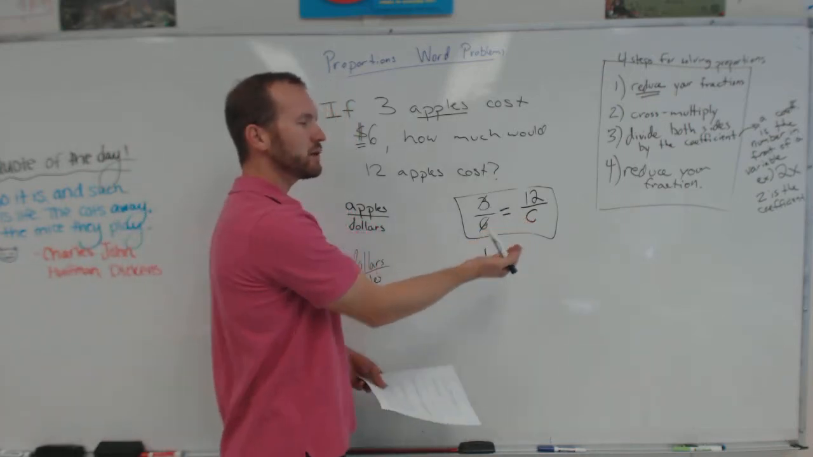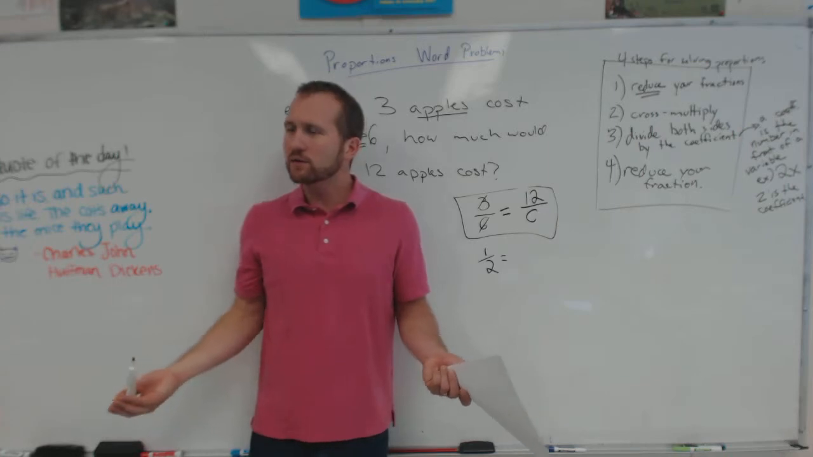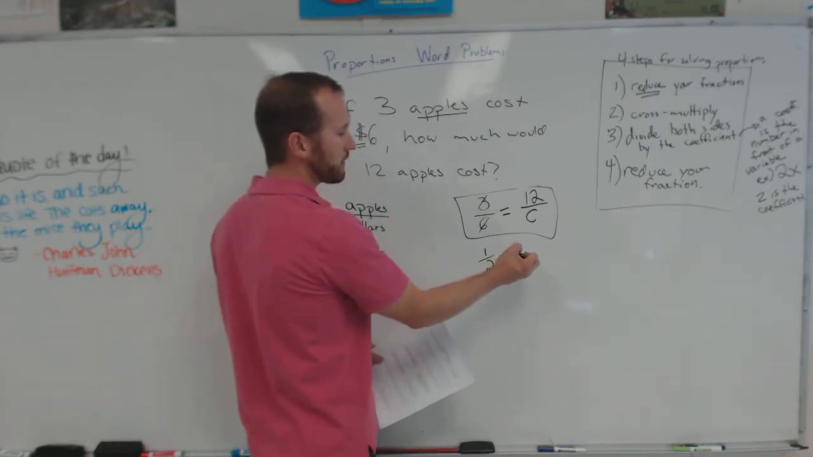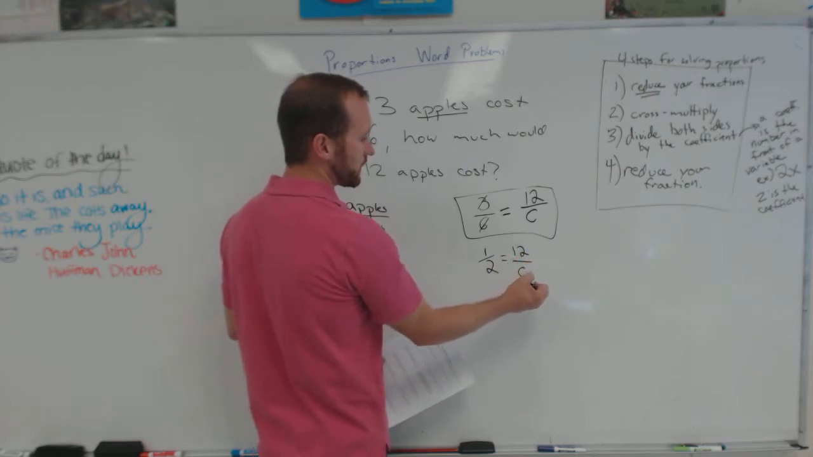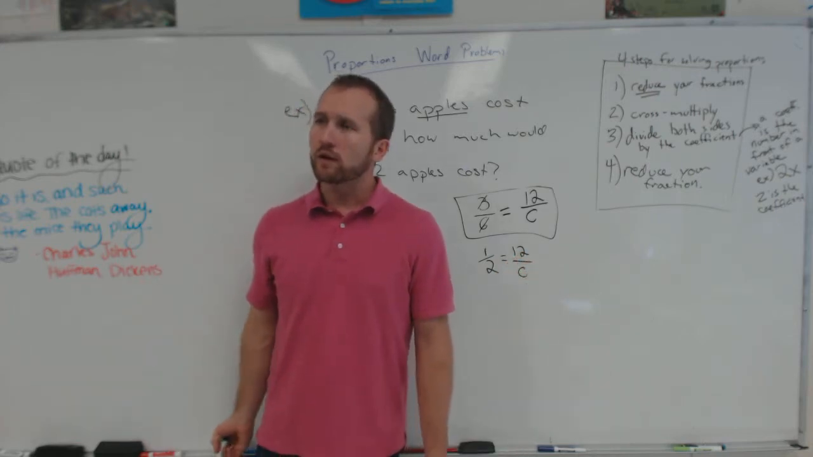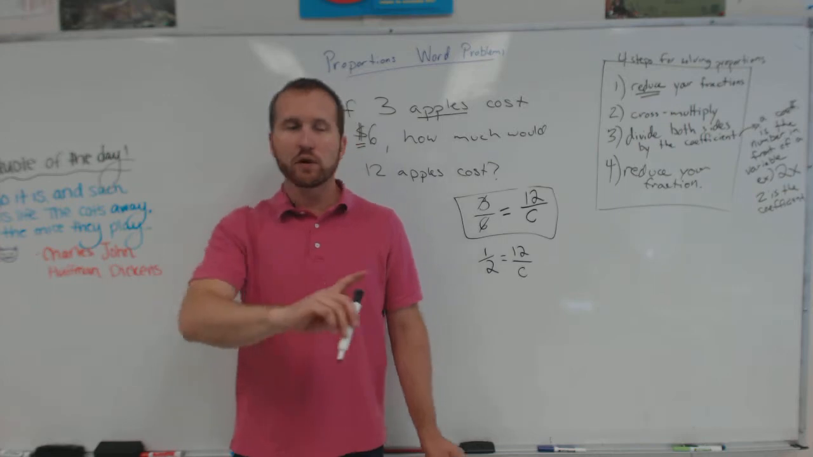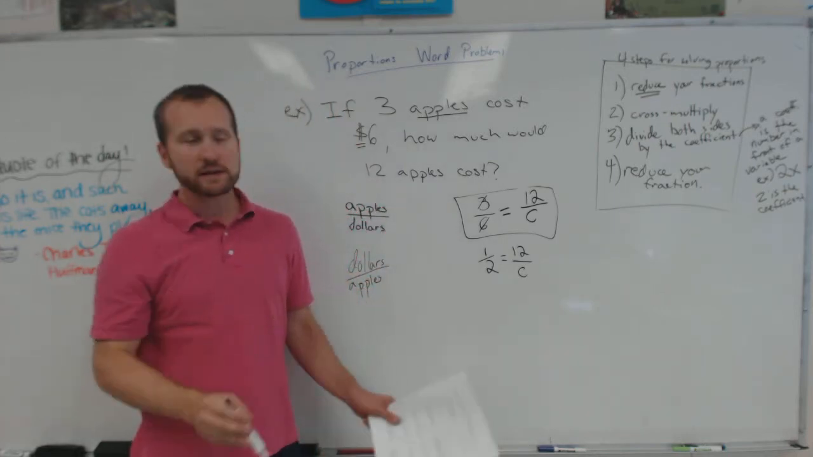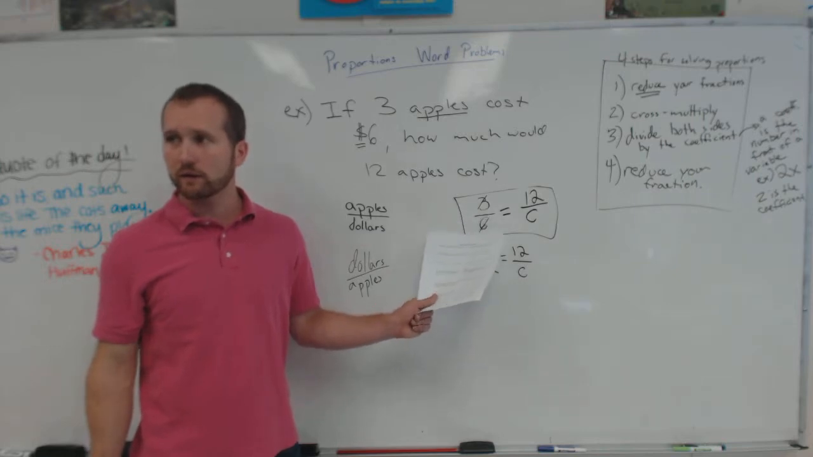So 12 over c, we don't know c. So there's no way we know what factors go into it yet. So we're going to have to just leave that as 12 over c. Do you have to simplify it? No. But if you don't reduce it now, you'll have to reduce it later. So it's easier to do it here.